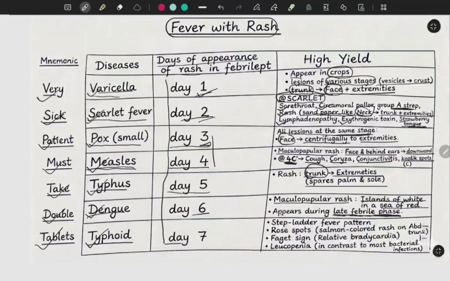In typhoid, the rash appears on day 7 of the fever, and the fever is described as typically step ladder pattern, and the rash is described as rose spots. These are salmon colored rash on abdomen and trunk.